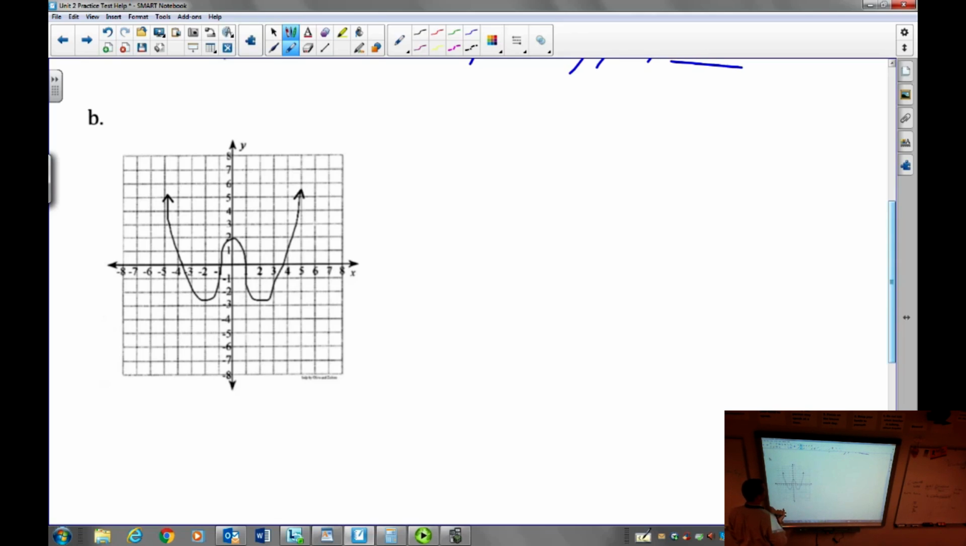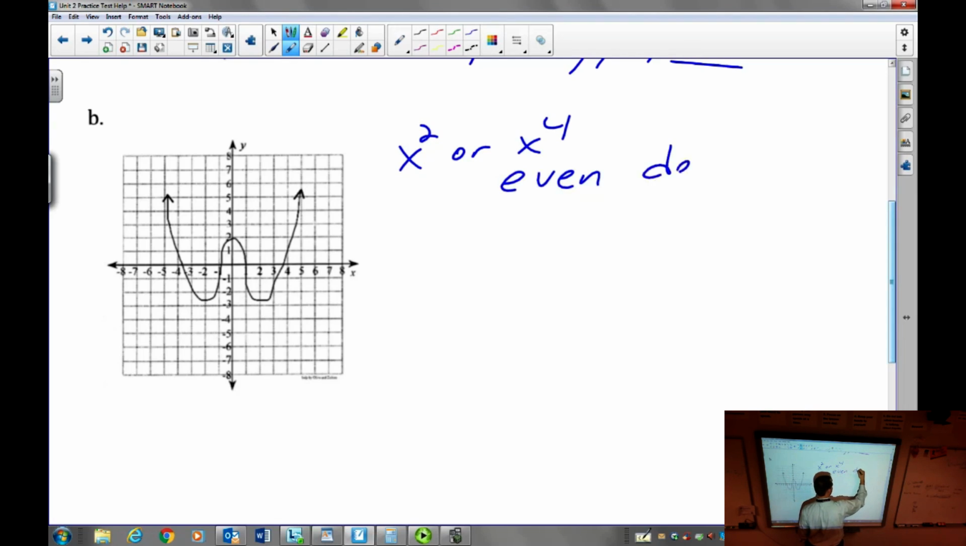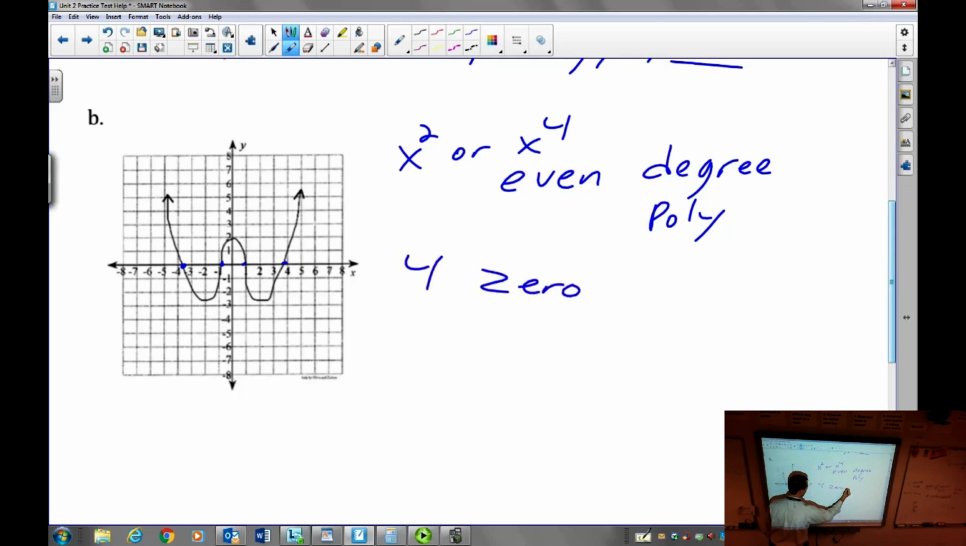So this one, let's see here. This one reminds me of x squared or maybe x to the 4th. And so that's an even degree polynomial. Cool. So that's one done. Then it says how many zeros does it have? So 1, 2, 3, 4. So we have 4 zeros as our answer there.